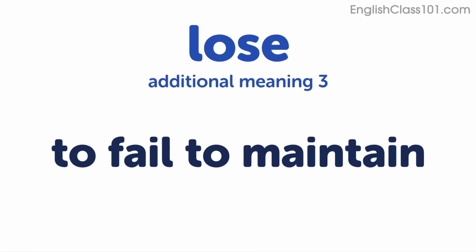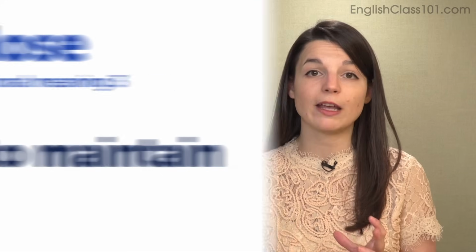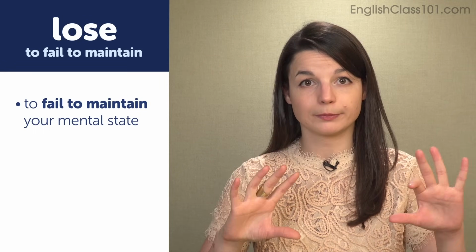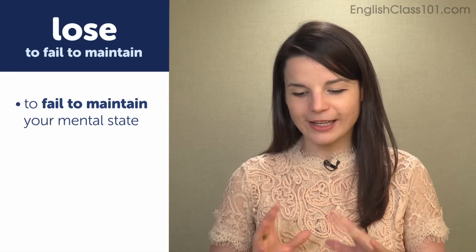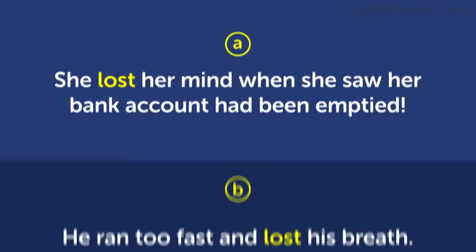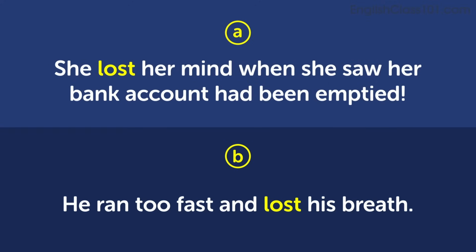Meaning 3, let's go on to the third meaning. The third meaning is to fail to maintain something, like to fail to maintain your mental state, for example. Let's look at examples. She lost her mind when she saw her bank account had been emptied. And he ran too fast and lost his breath.